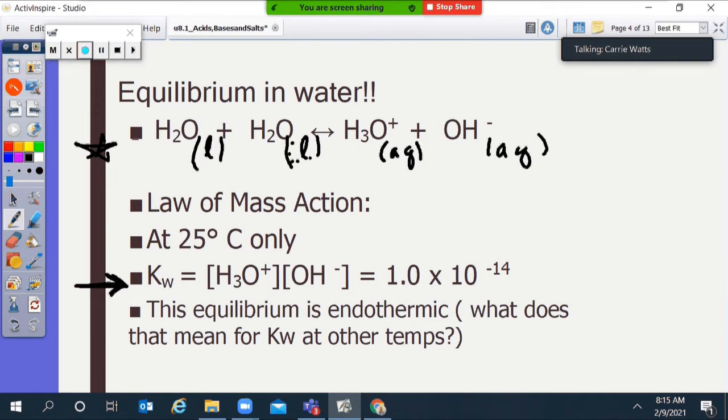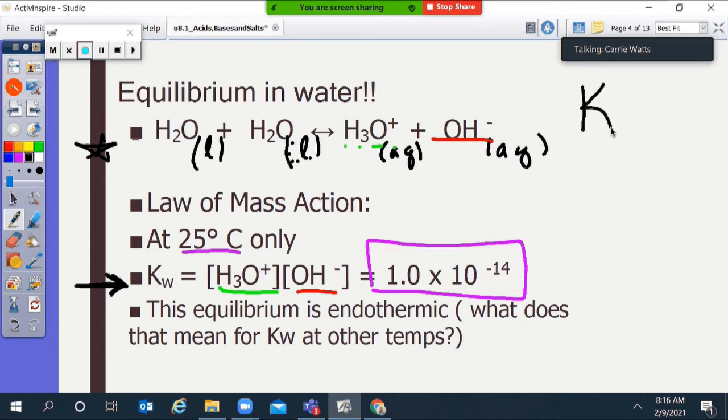And that is Kw equals the concentration of hydronium times the concentration of hydroxide. And that value actually equals 1.0 times 10 to the negative 14th. And this value, along with this formula, this law of mass action, was actually on your honors reference sheet in the pH section. And this equilibrium, like I mentioned earlier, is endothermic. So what does that mean for Kw at other temperatures? This is for 25 degrees, but what about at higher temperatures?